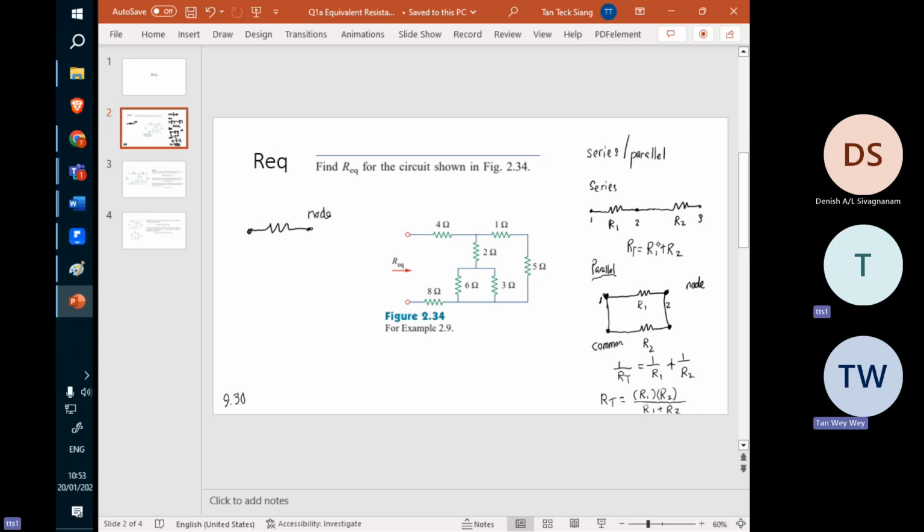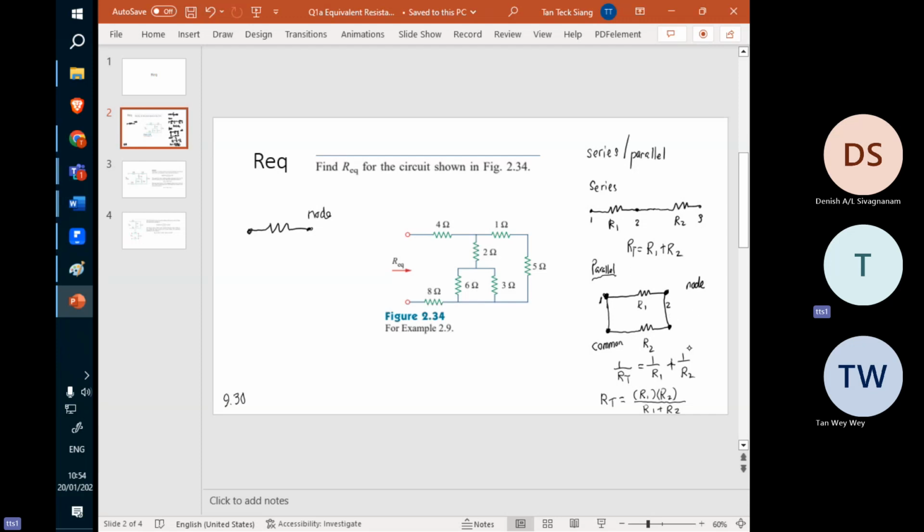Another way of configuration you can do is you put them like this, and then you join them like this, point to point. Then they only have two nodes. They only have two common nodes. We call it common. When you join this node and this node together, they are similar, right? It's called common. But when you do this, you reduce it to two nodes only. That means two components, two nodes.